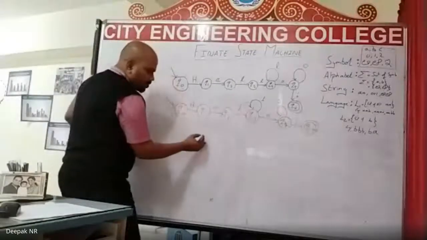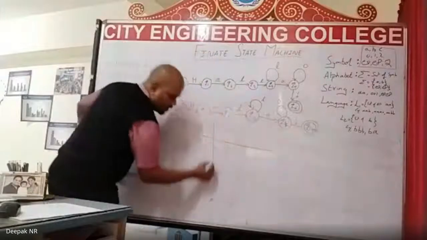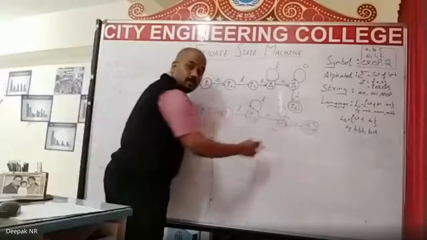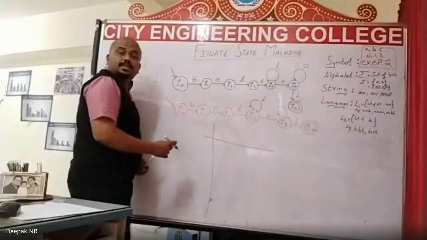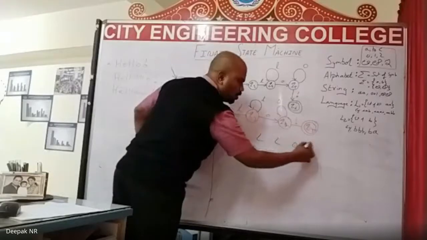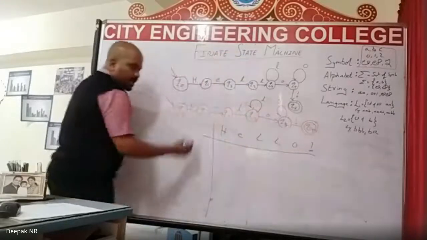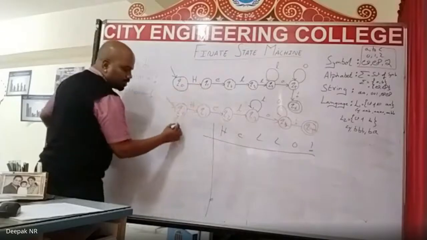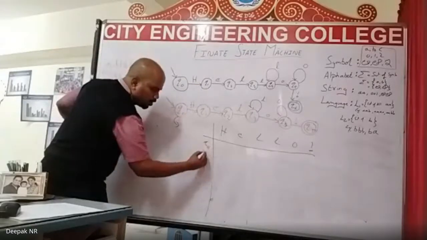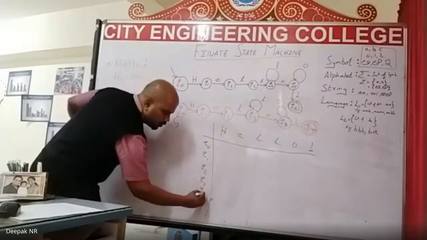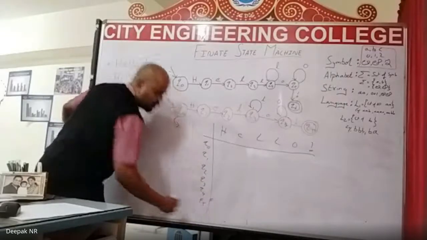Let me write a transition table. Let me recall what all comes in a transition table. Here I write the set of symbols. I write it as H, E, L, O, and not. And here I write the set of states. Okay, now let me write for the same thing. I write it as Q0, Q1, Q2, Q3, Q4, and Q5.